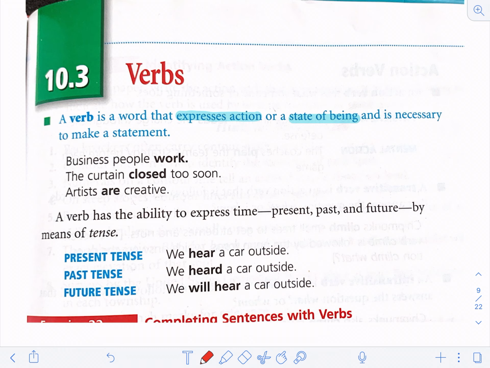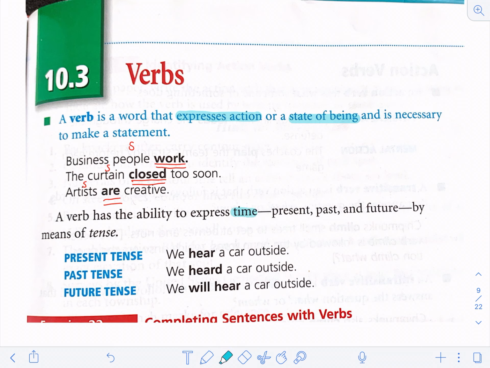Business people work. Work is our verb. People is our subject. We will learn adjectives next. Business is an adjective modifying people. Second example, the curtain closed too soon. Closed is the verb. Subject of the sentence is curtain. And we have a linking verb example in the last one. Are is a linking verb. Artists being the subject. Artists are creative.